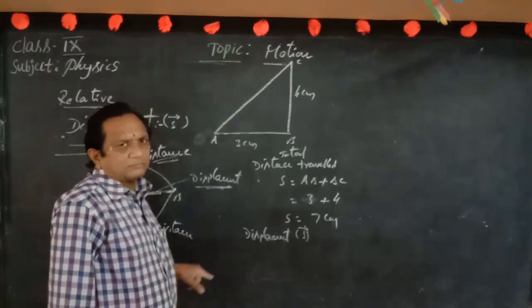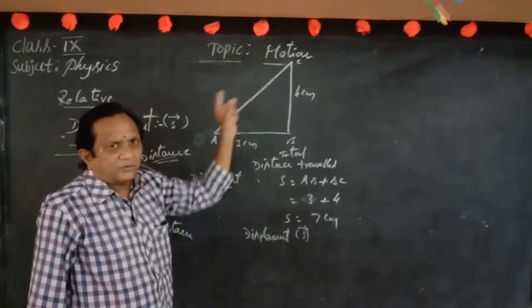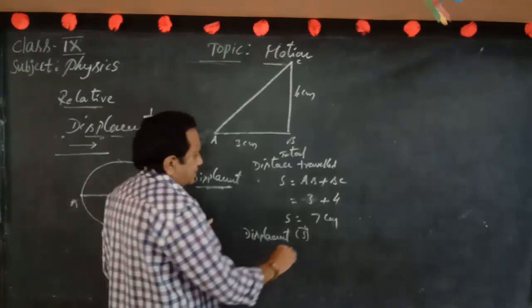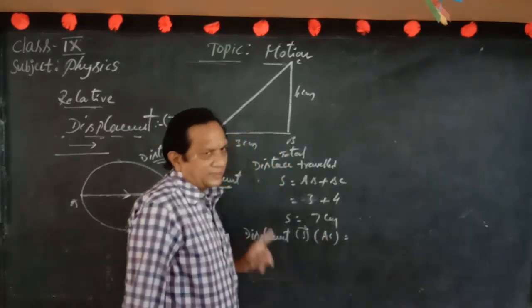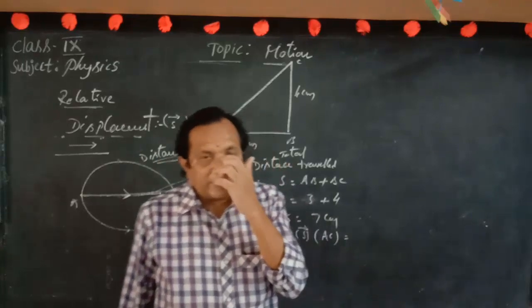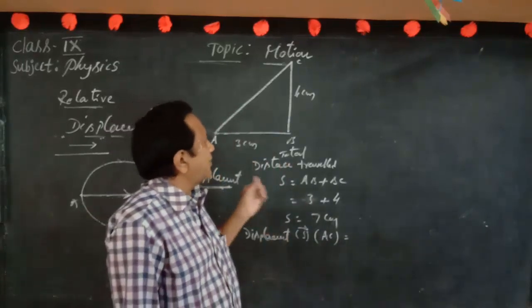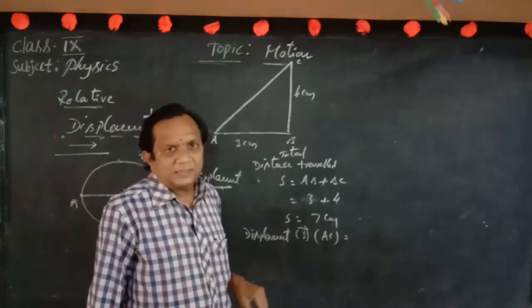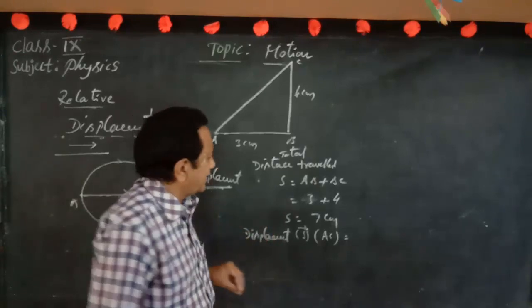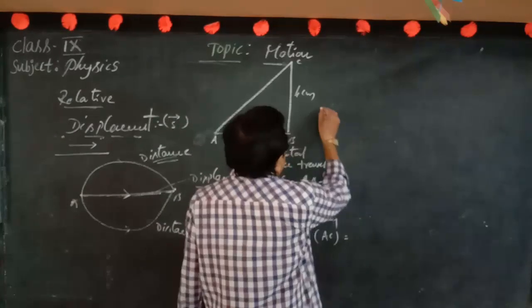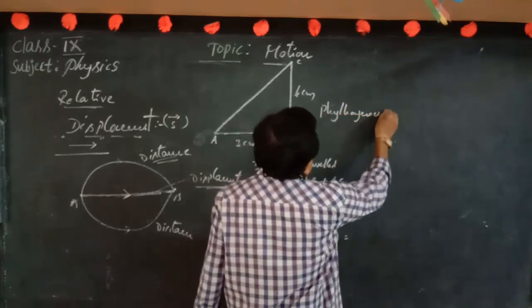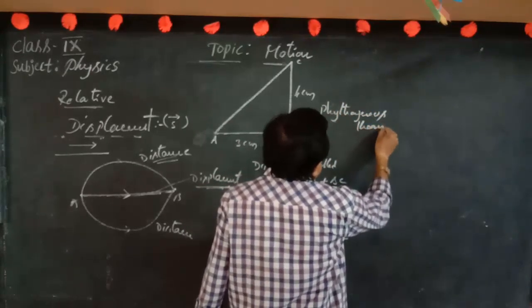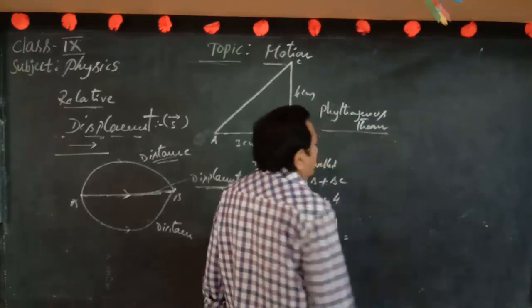Understand that A to C is the shortest path. So his displacement will be taken from A to C. A to C is the displacement. So how to get this displacement? According to mathematics, one important theorem is there, that is the Pythagoras theorem. It's an important theorem in mathematics.